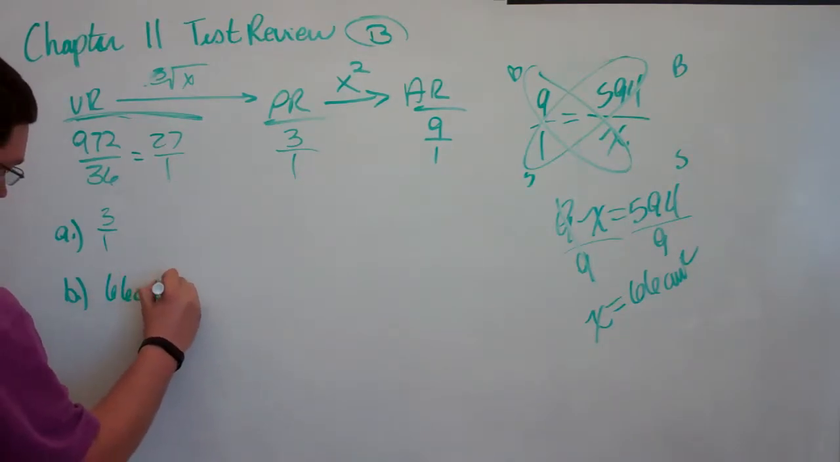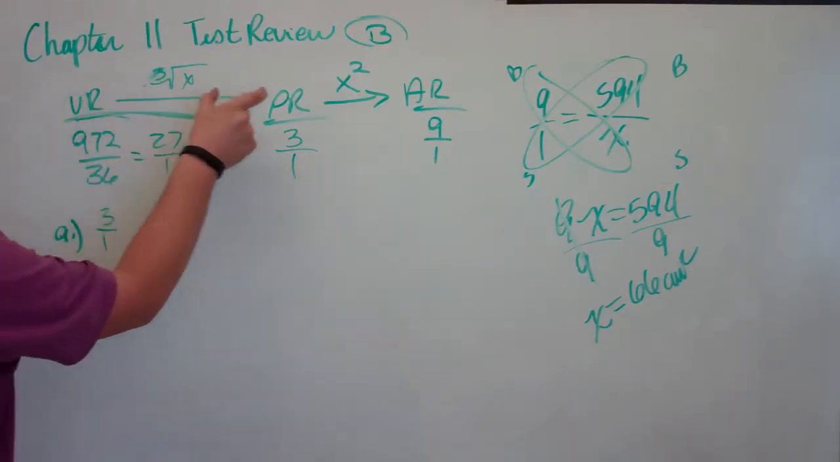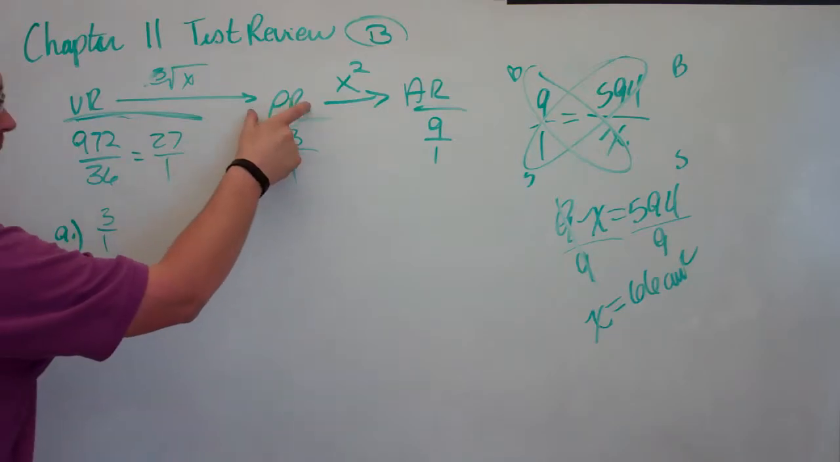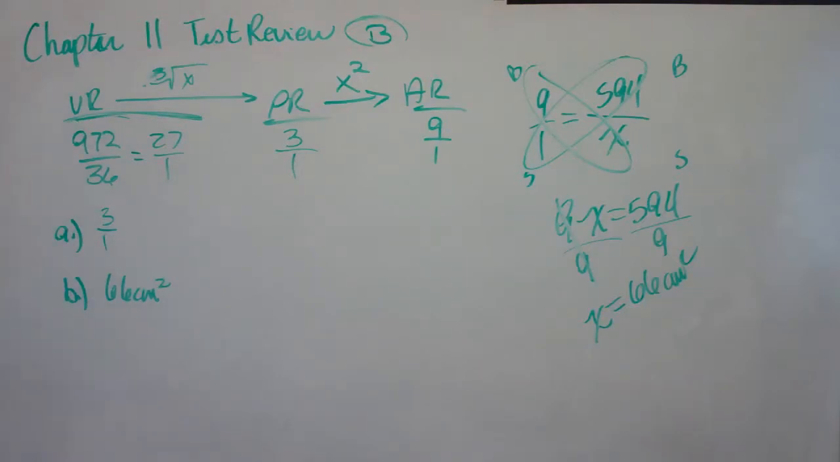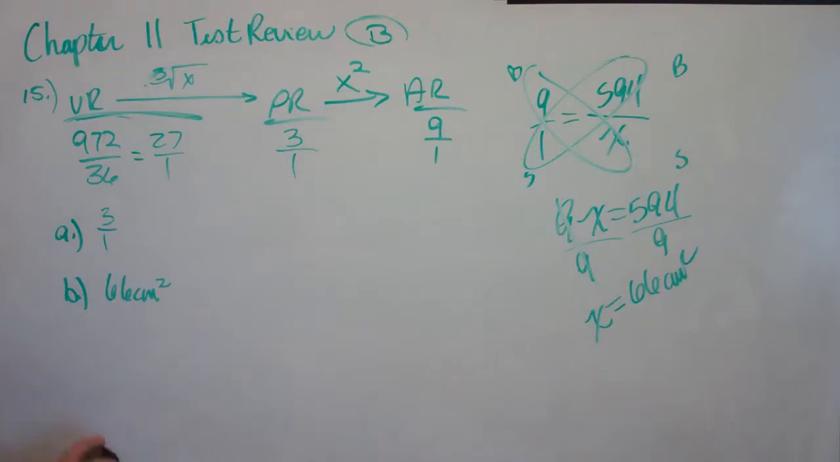Okay? 66 centimeters squared. That's it for that one. Remember, volume ratio to perimeter ratio, you cube root your volume ratio. Then to go from perimeter up to area, you take it and you square it. When you square a fraction, you square the top and the bottom individually. Okay? You square the top and the bottom individually. Do not try to square them and then add them together somehow. Okay? Square the top, 9. Square the bottom, 1. 9 over 1. Leave it alone. Alright, number 18.